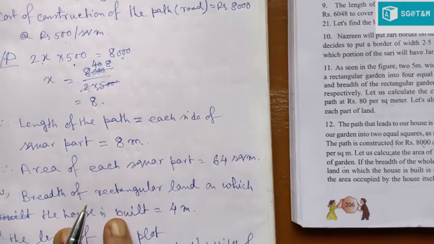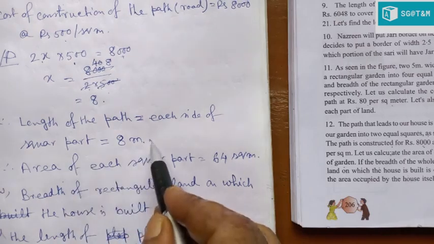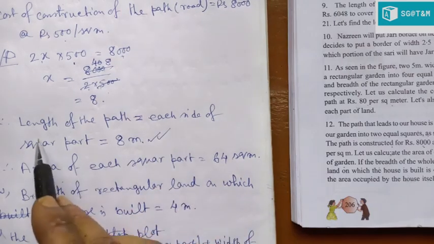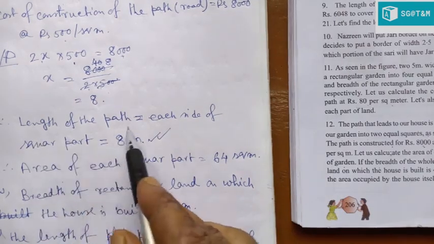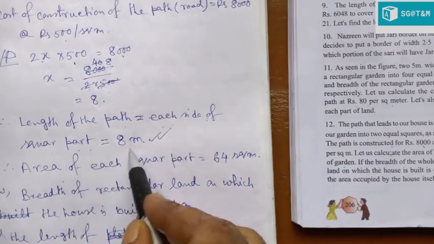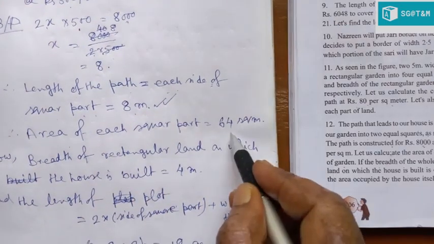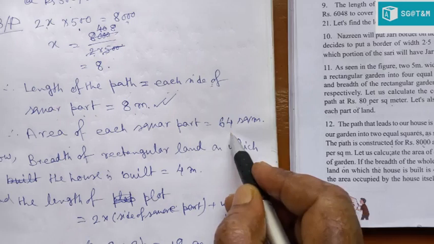Now the area of each square plot. The area of a square is given by side squared. Each side of the square part is 8 meter. So the area of this is 8 into 8, that is 64 square meter.